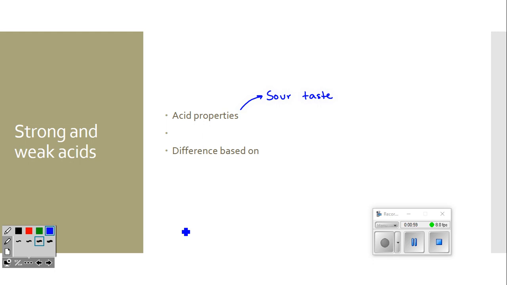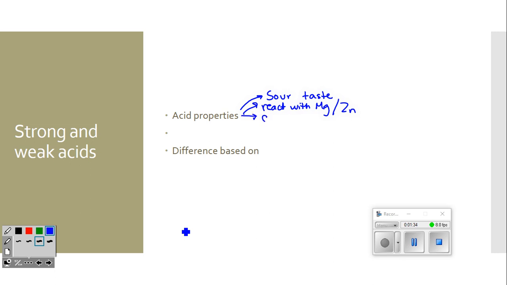Anyone else remember something that we could actually test in the lab? Because of course I will never ask you to taste something, even though he's right. Yes? It reacts with magnesium or maybe zinc or some other reactive metal. So you could put magnesium, you could put zinc. I'm going to bet that in Chem 30, someone put a piece of magnesium in a strong and a weak acid so you could see which one bubbled more.